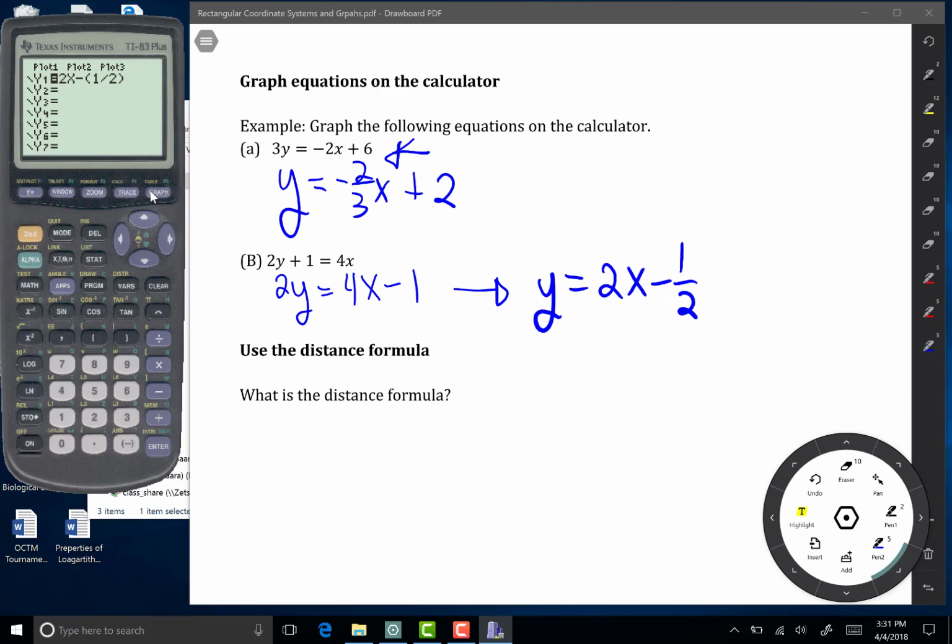Now if I hit graph, it's going to keep the same scale I had before. If I want to zoom in or out, I can use this. I can hit zoom in or zoom out here, or I can manually adjust the window. If I want to go back to -10 to 10, I can just change it here. And then once you adjust it the way you want it, you can hit graph again.